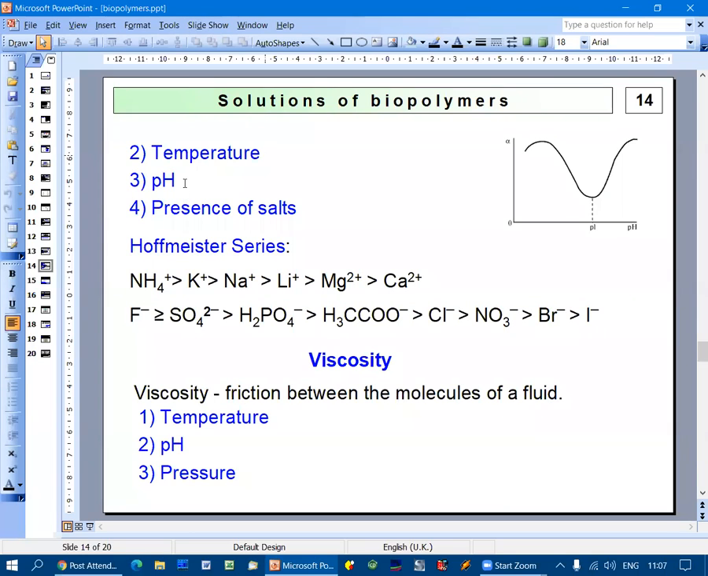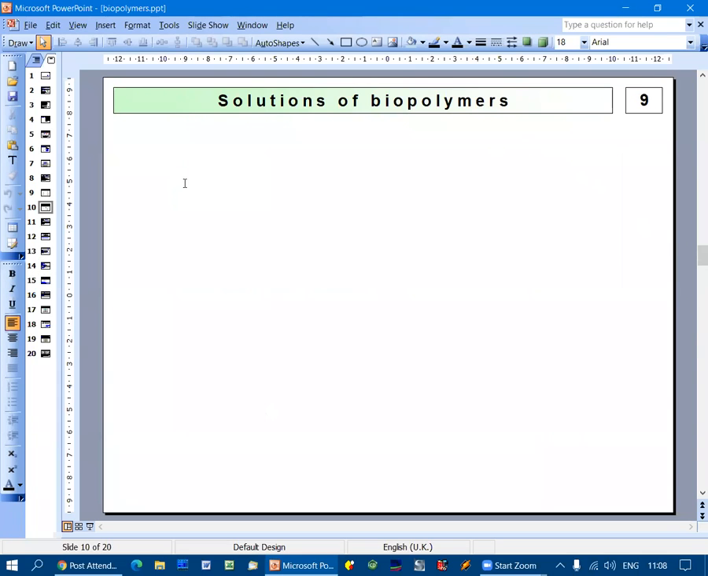Of course, the degree of swelling depends on pH value, and you will have such questions in your online test. So how the degree of swelling will depend on pH. Here we have to go back to the term isoelectric point. I show this slide again.